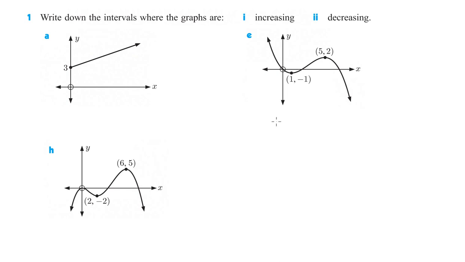I'm going to take you through some of the problems on the 11C assignment. First one we're going to take a look at is number 1. Write down the intervals where the graphs are increasing and decreasing. So let's do this. Increasing and decreasing for A here.